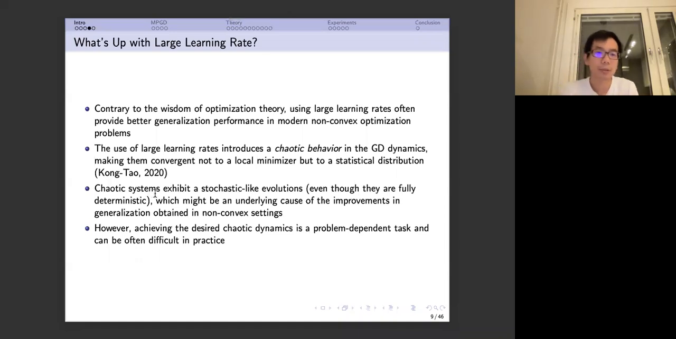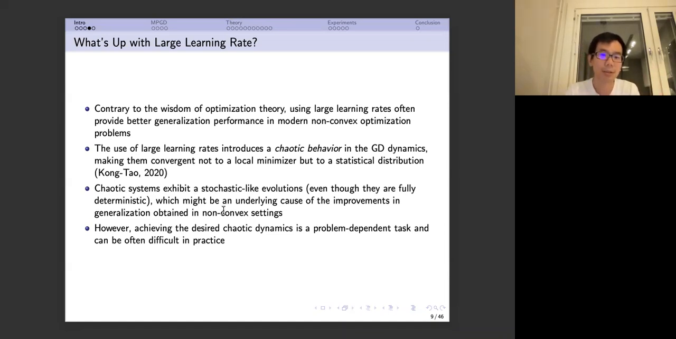And chaotic systems exhibit stochastic-like evolutions, right? Even though they are really deterministic by themselves. And we thought that this might be the underlying cause of the improvement in generalizations that people obtain in non-convex settings.